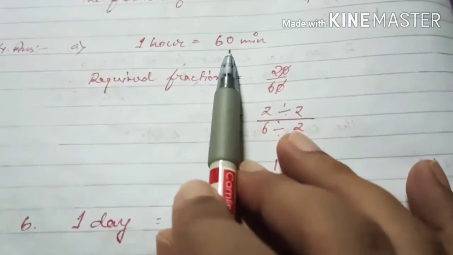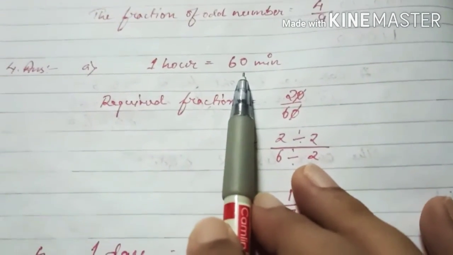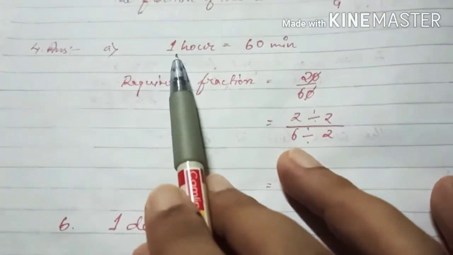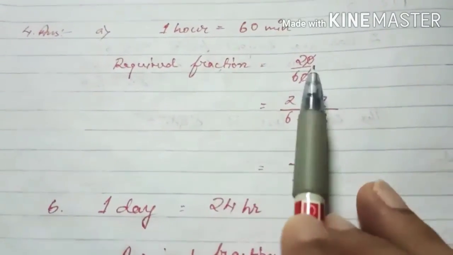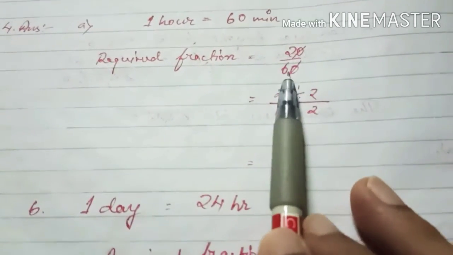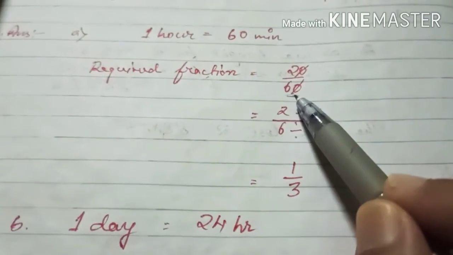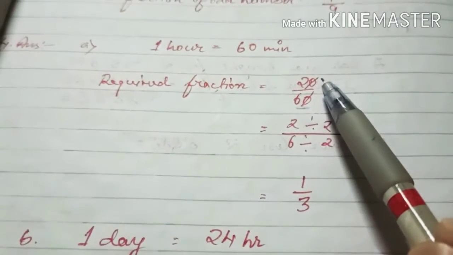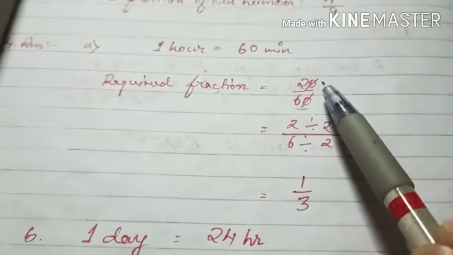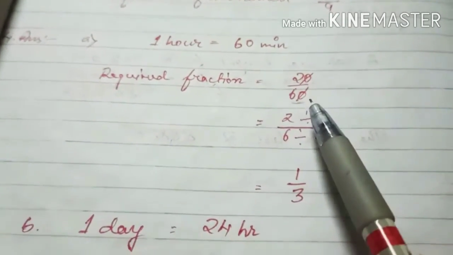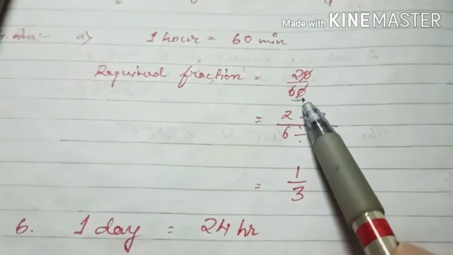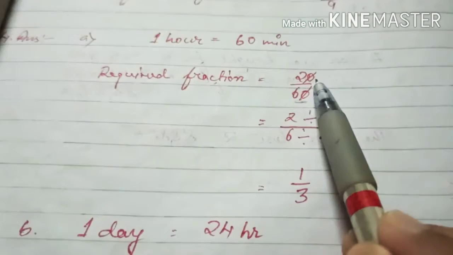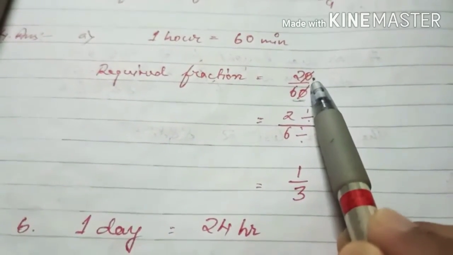Why have we written this? Because we have to find the total minutes. How many minutes are there in 1 hour? So 1 hour equals 60 minutes. So the required fraction is 20 by 60. Why 20 by 60? Because the total minutes is 60, and we have to find the fraction of 20 minutes out of 1 hour. So 1 hour means 60 minutes. We write the total minutes in the denominator part and the required minutes, 20, in the numerator part.